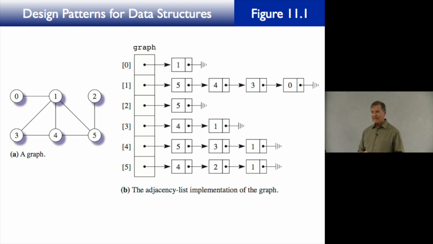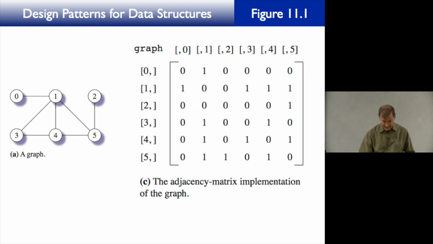Yeah, now that is exactly right. But how do you organize all the possibilities? What data structure would you use to organize all the possibilities? Matrix? Yeah! So that's part C of the figure. You see? So this is called the adjacency matrix implementation of the graph.